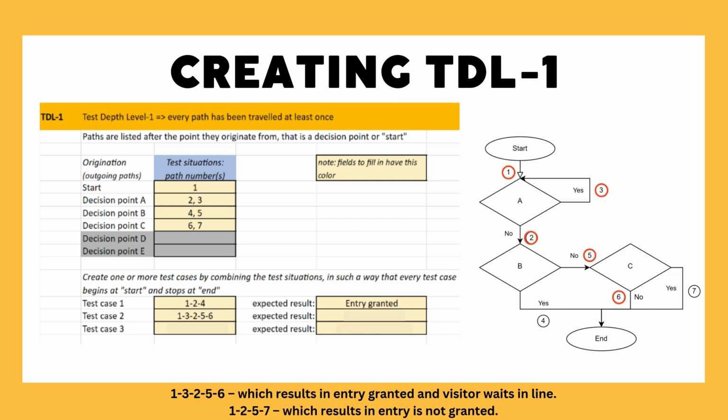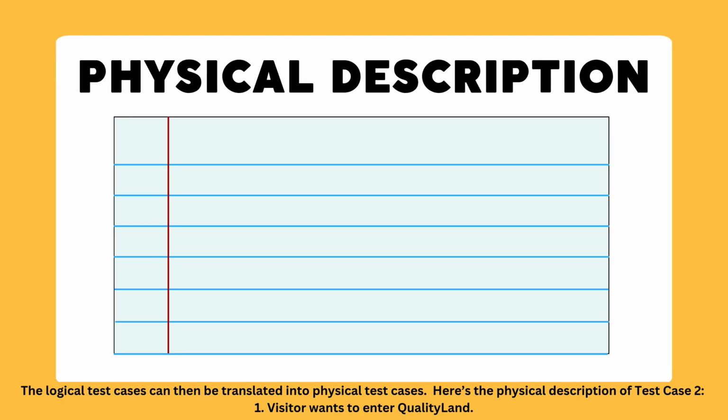1, 3, 2, 5, 6, which results in entry granted and visitor waits in line. 1, 2, 5, 7, which results in entry is not granted. The logical test cases can then be translated into physical test cases. Here's the physical description of test case 2.